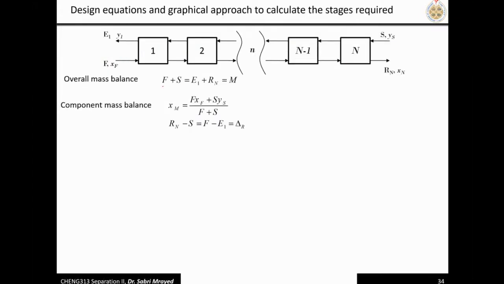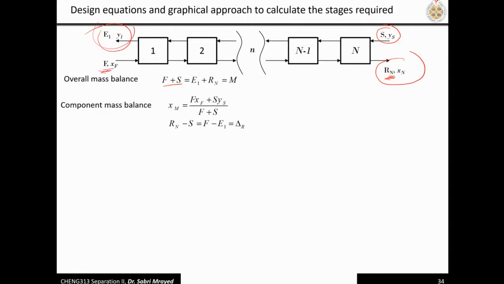So we have F plus S, which is the total flow of the feed that goes into the process of N number of stages, plus the solvent, which is going to the process itself. So F plus S must equal the outlet, E1 plus Rn. Now Rn represents the raffinate effluent, or the residual, leaving stage number N. Okay, and your job is to specify or determine the number of stages that is required to achieve certain recovery of the solute from the feed.